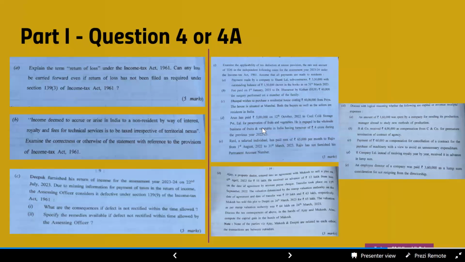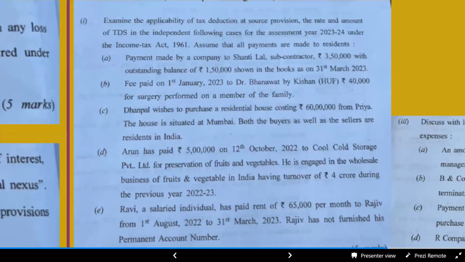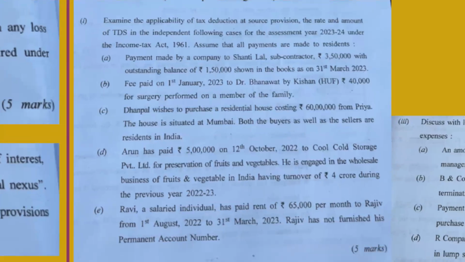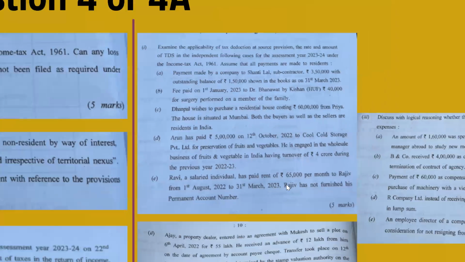Now moving on, question number 4a, there are 3 segments, TDS provisions. There are 5 transaction details that have been given, and we need to analyze whether there is any applicability of TDS under which section. That is what is being asked for, and that was also simple.